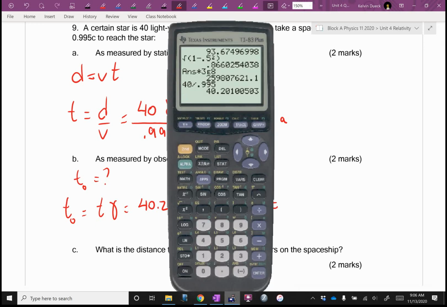I wrote 40.2, but you know I'm going to use my answer button. Times square root of 1 minus 0.995 c squared. Do you see the c's cancel? So I can just go with that. Ooh, 40.2 years back home, 4.015. If you said 4.0, I'm fine with that. I'm going to write 4.015 just because I suspect I might want to use this answer for another question later on.